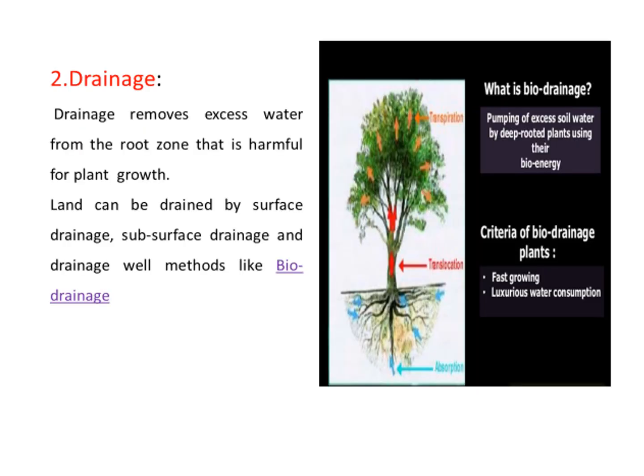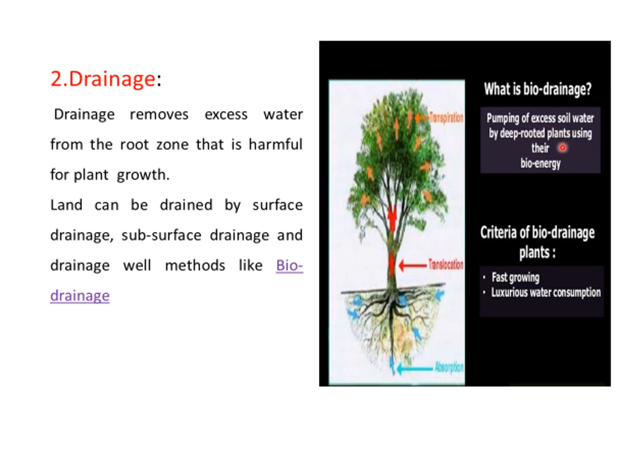Second factor, that is drainage. Drainage removes excess water from the root zone that is harmful for plant growth. Land can be drained by surface drainage, subsurface drainage and drainage well methods like biodrainage. What do you mean by biodrainage? This picture shows the biodrainage.